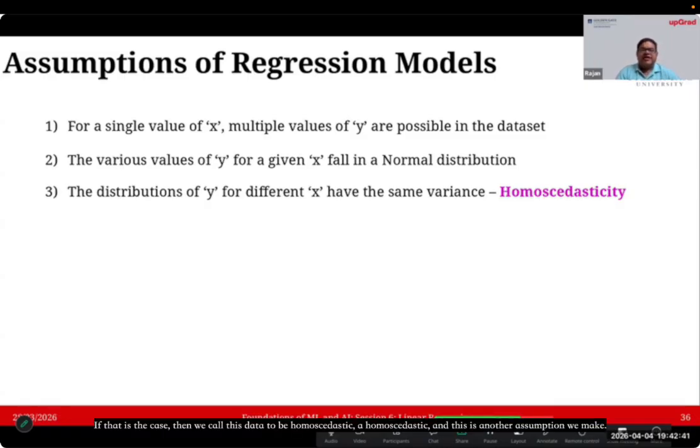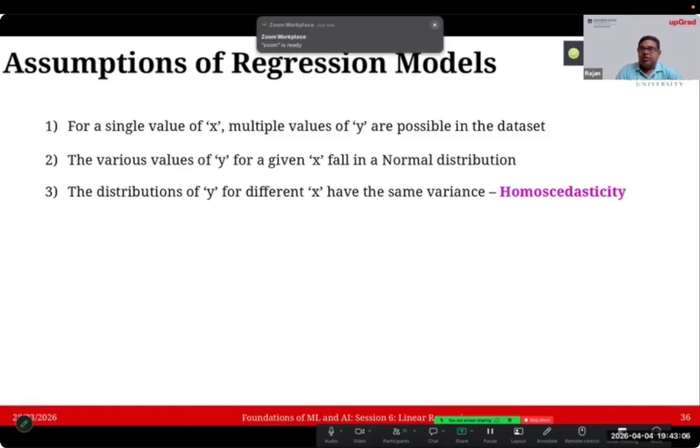If that is the case, then we call this data homoscedastic. Homoscedastic. And this is another assumption we make. These are all assumptions that have been there implicitly. We did not make this assumption explicit when we started the example, but these are the assumptions that go into building the normal distribution.